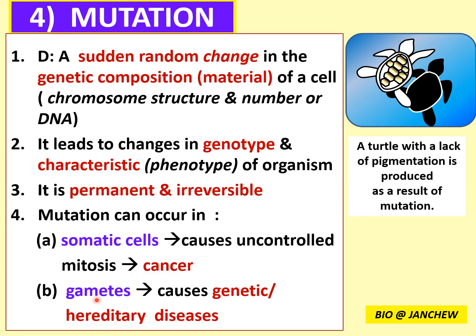Now, mutation can also occur in gametes, in the formation of gametes. This will cause genetic diseases like Down syndrome and other hereditary diseases like albinism and hemophilia that can be passed down to the offspring.